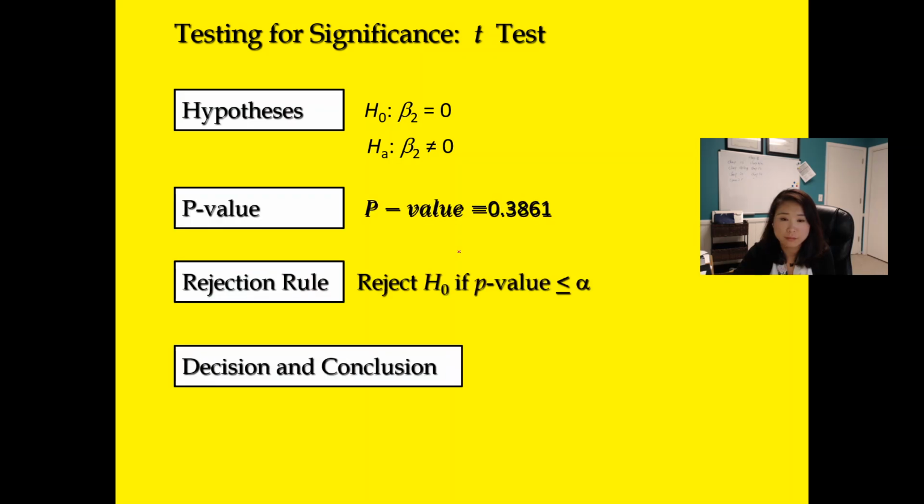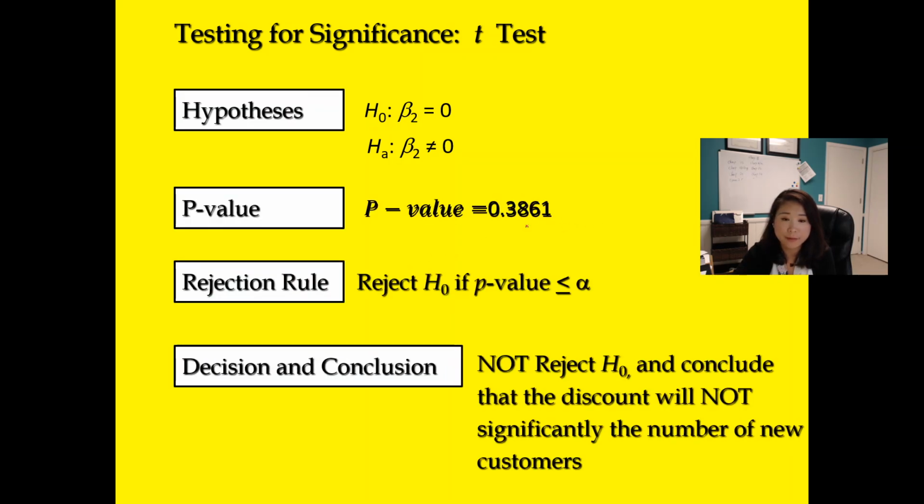How about the t-test for beta 2? The p-value we found from Excel is 0.3861. Therefore, we cannot reject H0. So the discount amount will not significantly affect the number of new members. So this is the hypothesis testing to test the quality of the population model.